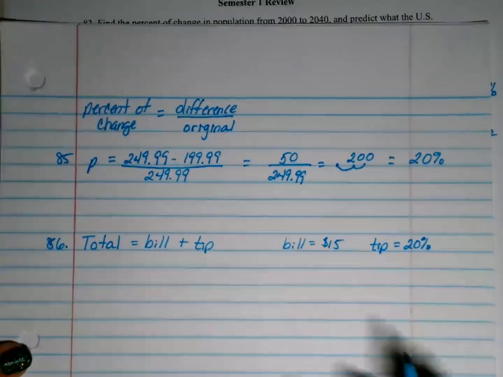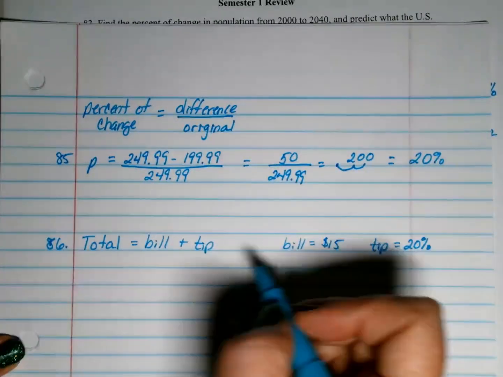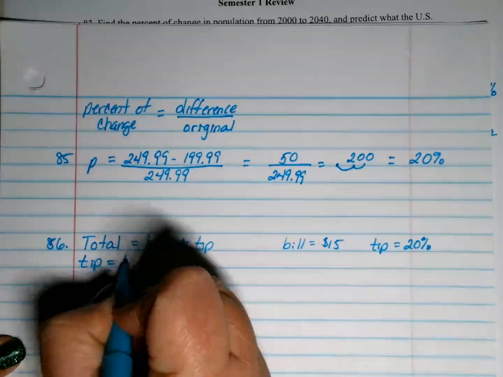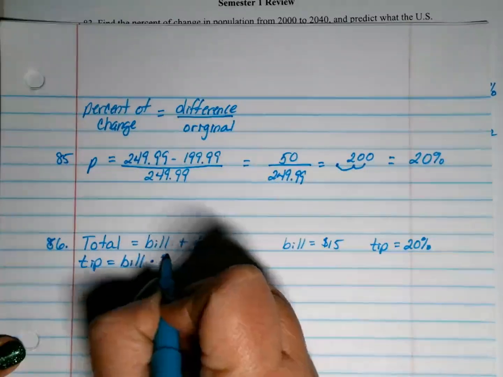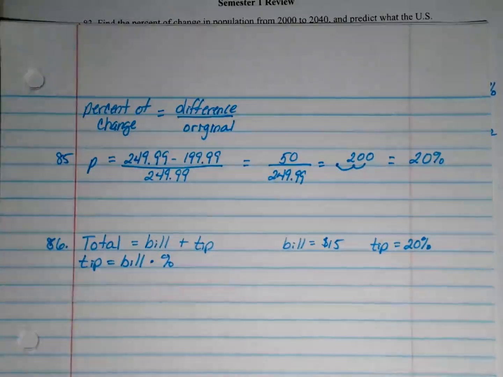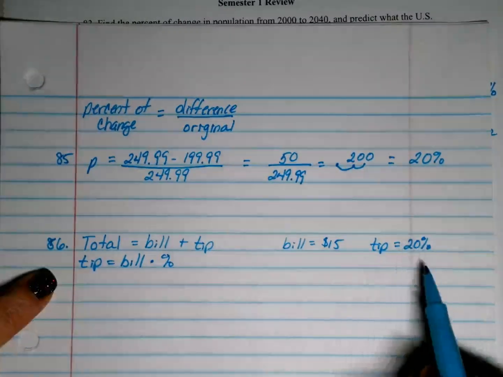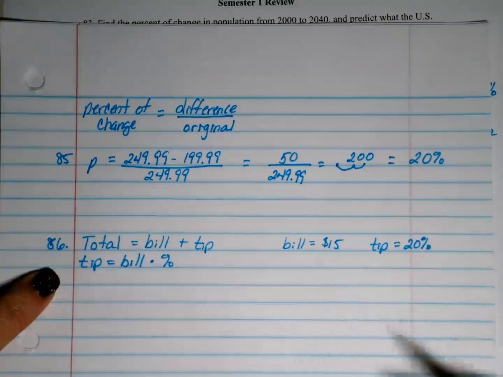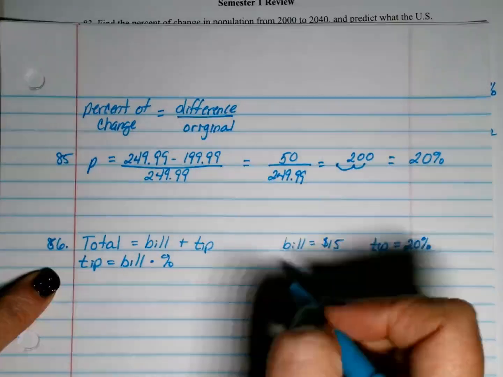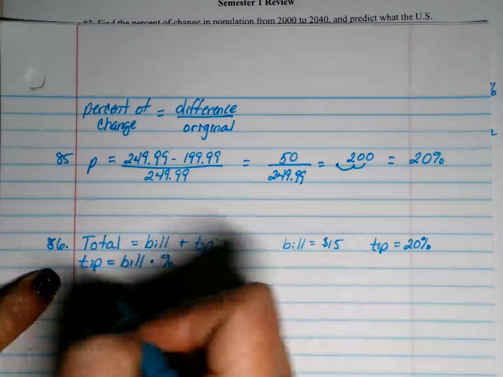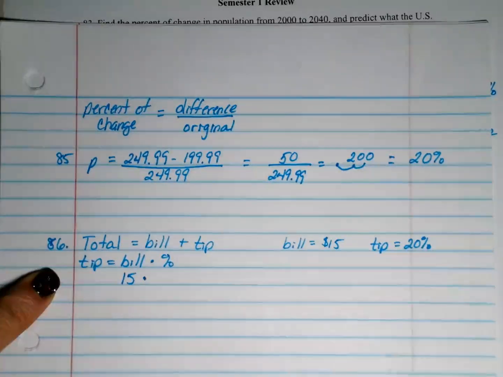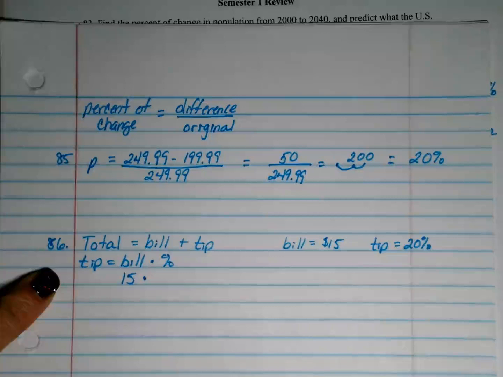So to find my tip, tip equals my bill times my percent. It's like we're finding a percent of a number. So we want to find out what 20% of 15 is. We've talked about finding percent of a number. So I'm going to take 15 and multiply it times 20%. How do I write 20% as a decimal? 0.2.